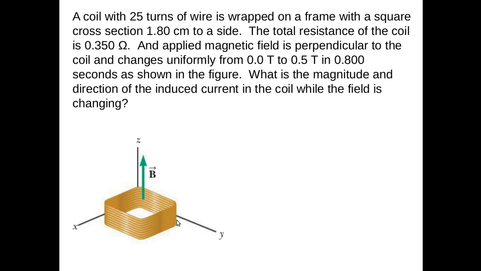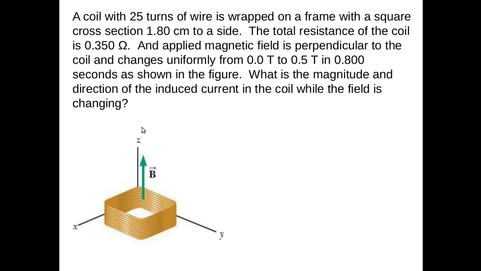So I have the dimensions, and I can use that to calculate the area, because the first step is going to be to calculate the flux. The total resistance is 0.35 ohms. That's good, so I don't have to use rho L over A to calculate the resistance. There's an applied magnetic field in the positive Z direction. So it's perpendicular to the coil, so there's a magnetic field passing through the coil in the positive Z direction.